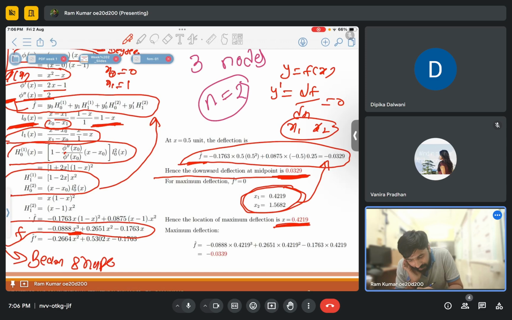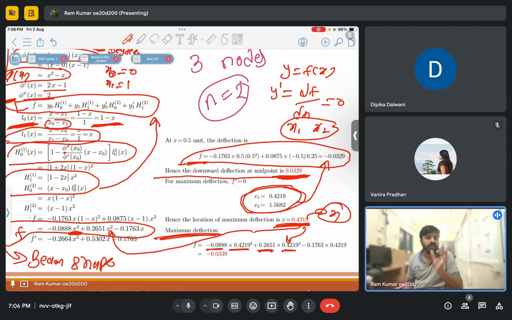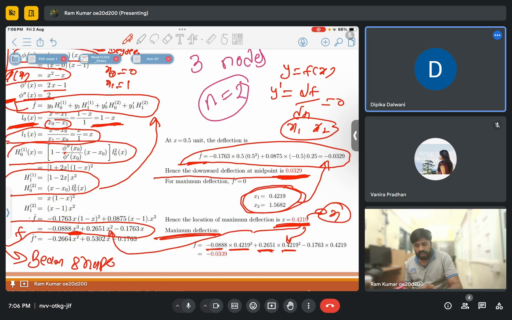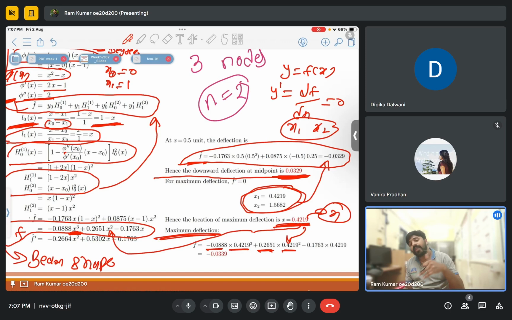Then for the maximum deflection value, we are going to put this one in this function. This function is minus 0.88 into x power q, then plus x square. So we put this in place of x to get the maximum deflection. Right now? Yes. So x is the point at which the deflection will be maximum. Then what will be the maximum value? We have to put that x in the function, then we will get the maximum value.